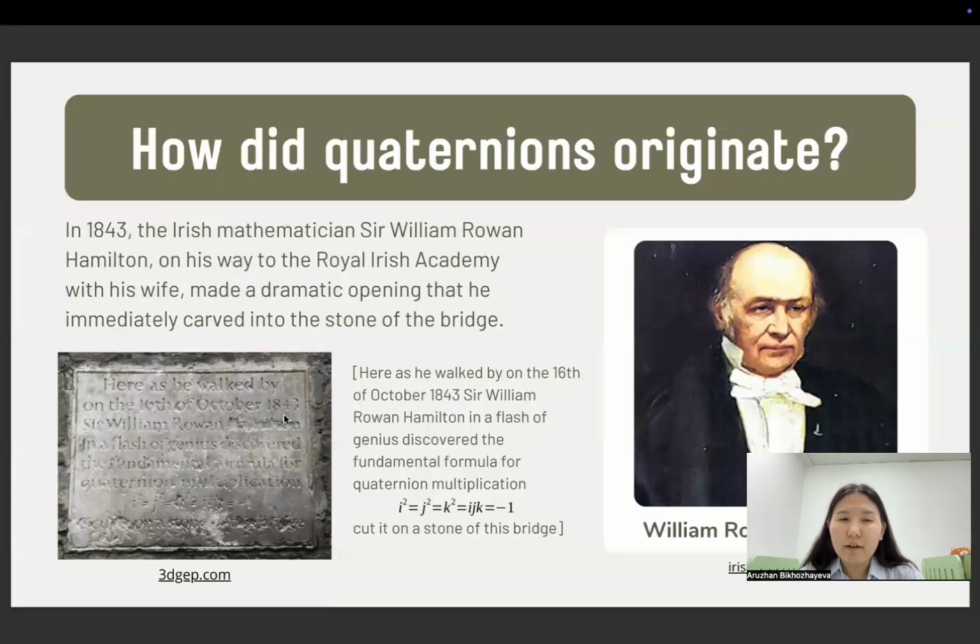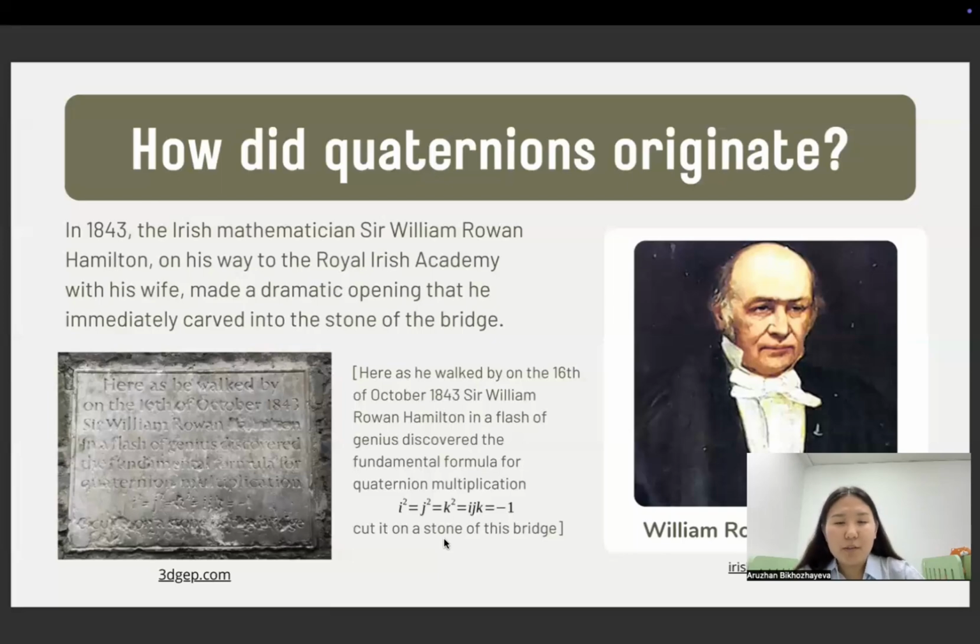But what did he carve into the stone? Here, as he walked by on the 16th of October 1843, Sir William Rowan Hamilton, in a flash of genius, discovered the fundamental formula for quaternion multiplication: i squared equals j squared equals k squared equals ijk equals -1. He cut it on the stone of this bridge.